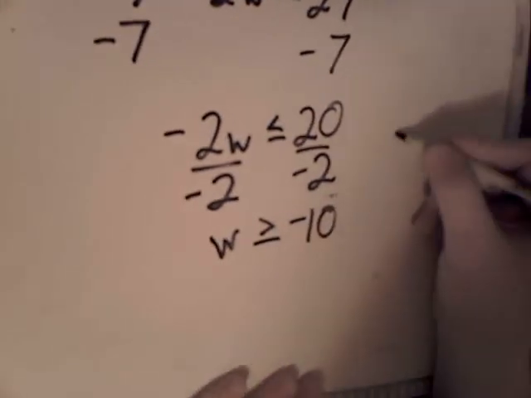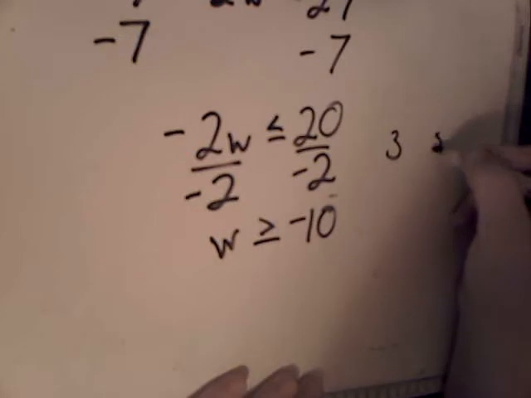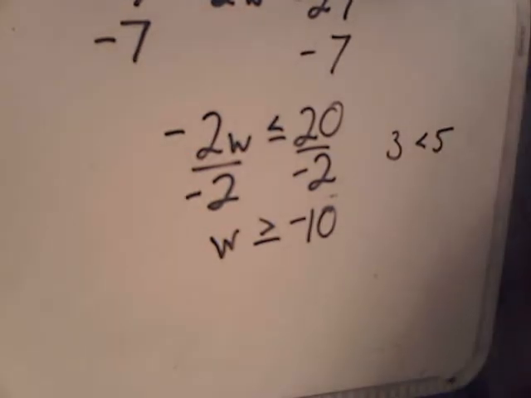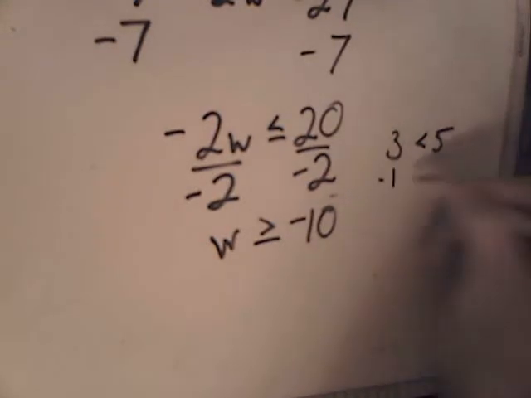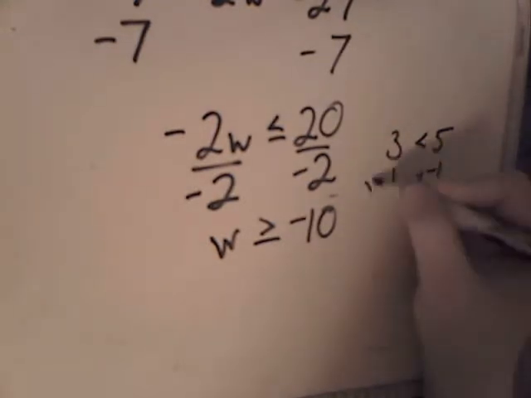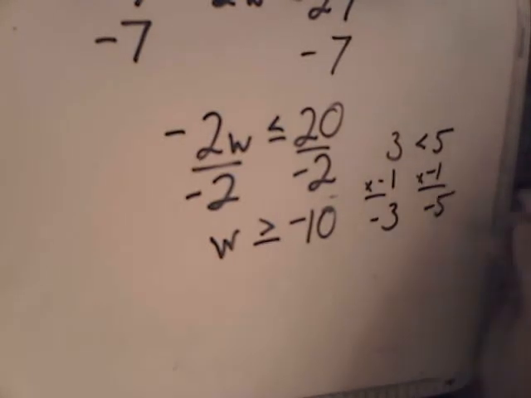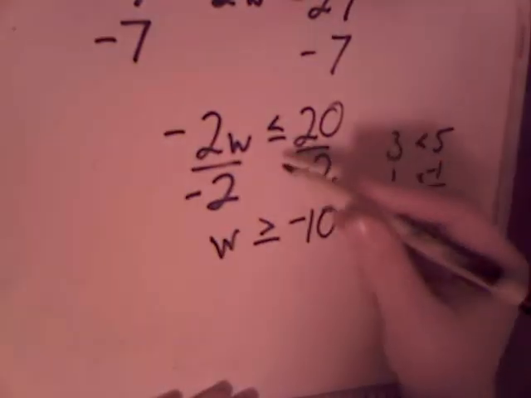this sign is going to flip the opposite direction. Because if I had 3 and 5, 3 is less than 5. But if I multiply times -1 on both sides, I get -3 and -5. -3 is actually bigger than -5, so this sign switches. So I have to show that here.